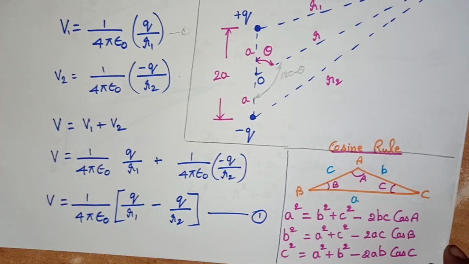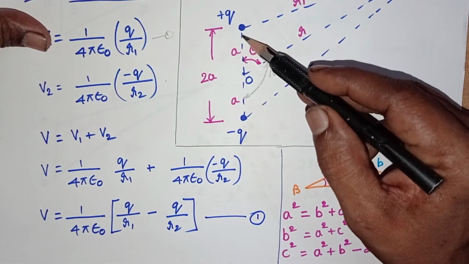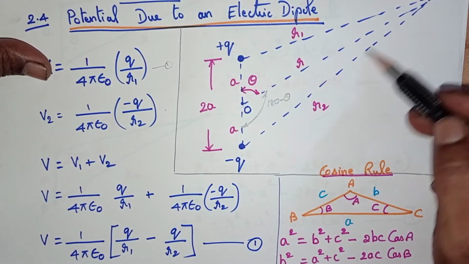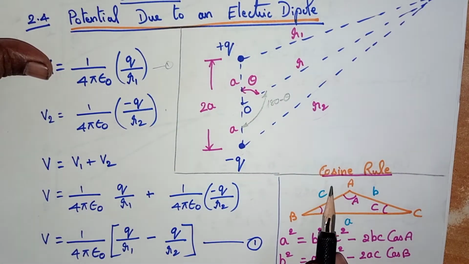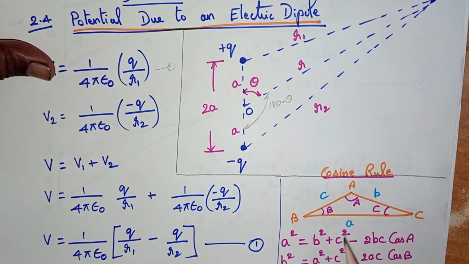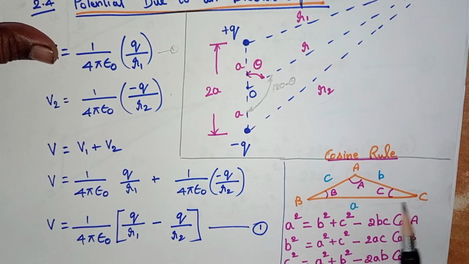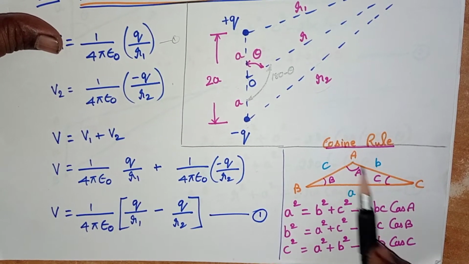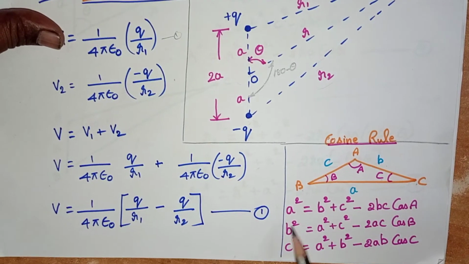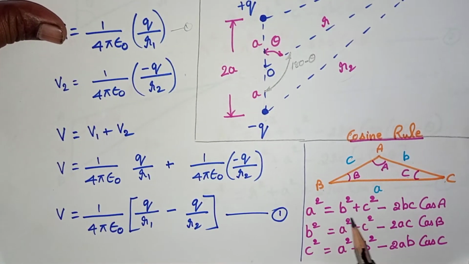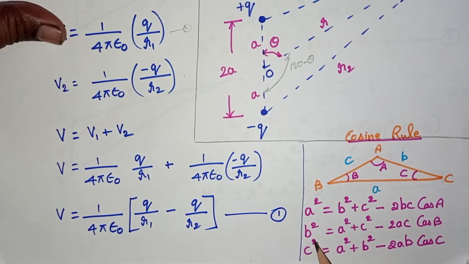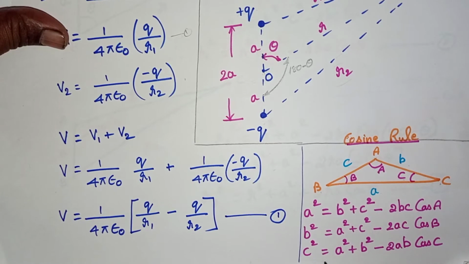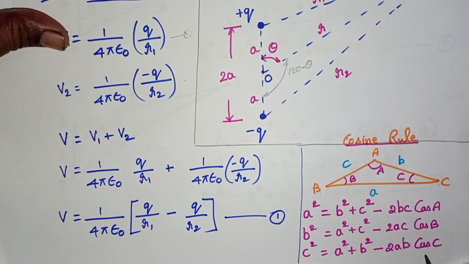This is equation 1. Now here we have two triangles. This is one triangle and on the bottom side you have another triangle. So we make use of the cosine rule. This is angle A, angle B, angle C, and this is side a, side b, and side c. So a square by cosine rule is b square plus c square minus 2bc cos A. b square is equal to a square plus c square minus 2ac cos B, and c square is equal to a square plus b square minus 2ab cos C.